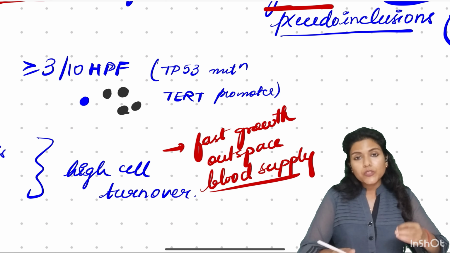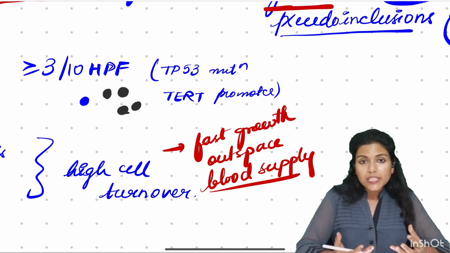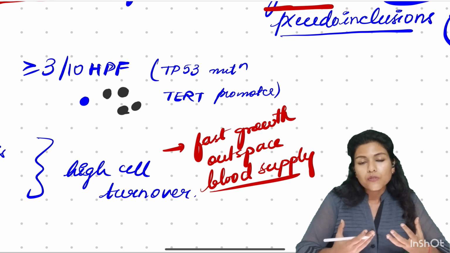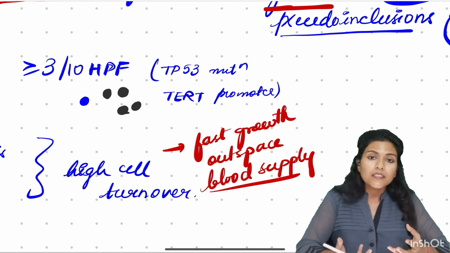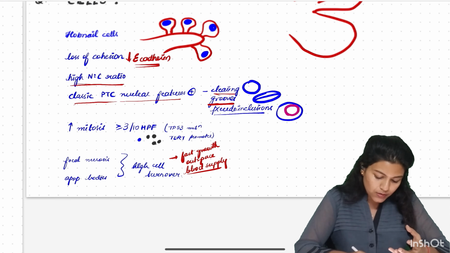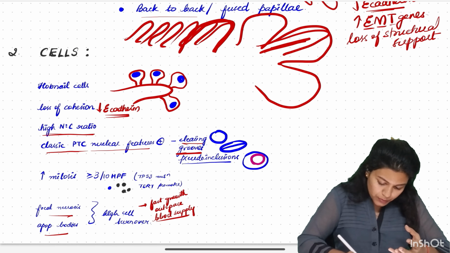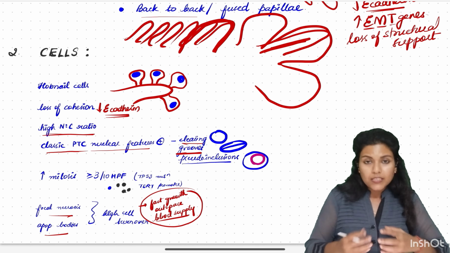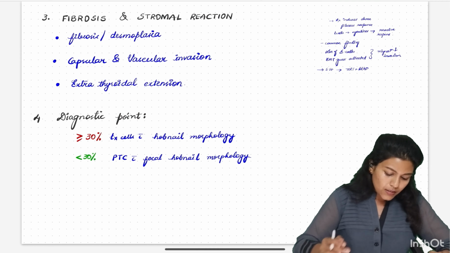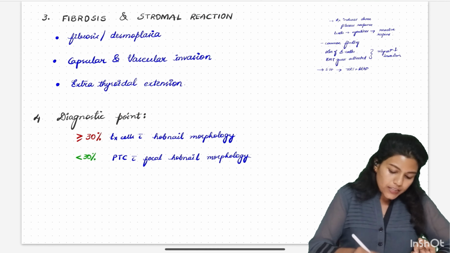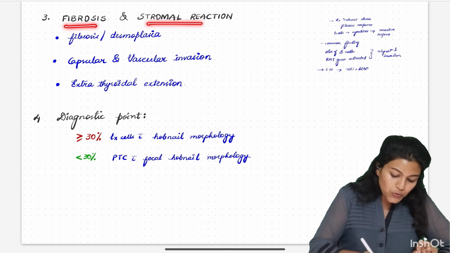So the blood supply of the tumor is not sufficient to meet the demands of such fast growing tumor cells. The tumor cannot receive the required oxygen and nutrients, hence they undergo necrosis or apoptosis. The cell death is attributed to fast growth being more than the blood supply. That's the reason. Coming to the next feature, there is fibrosis and stromal reaction.